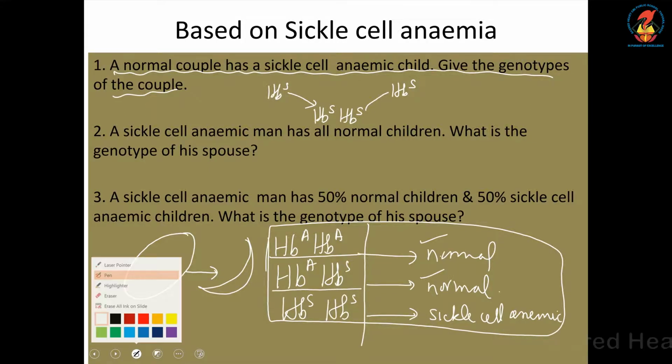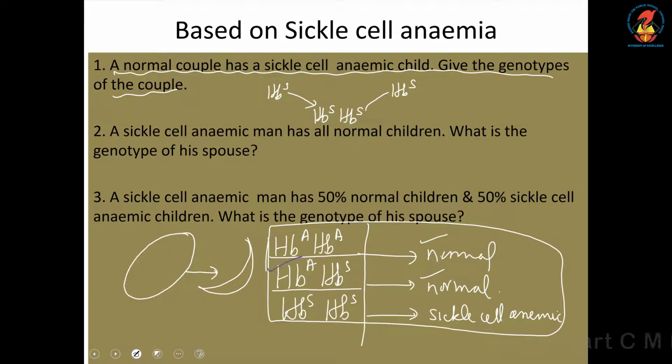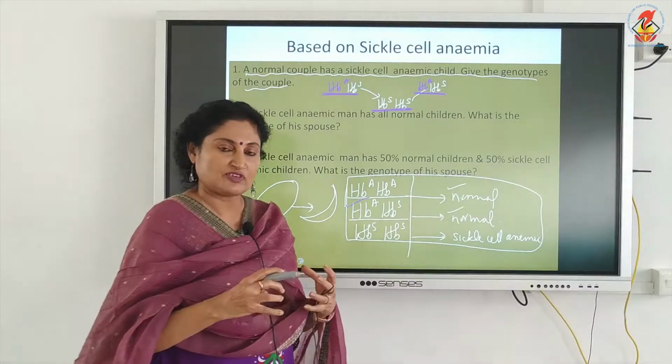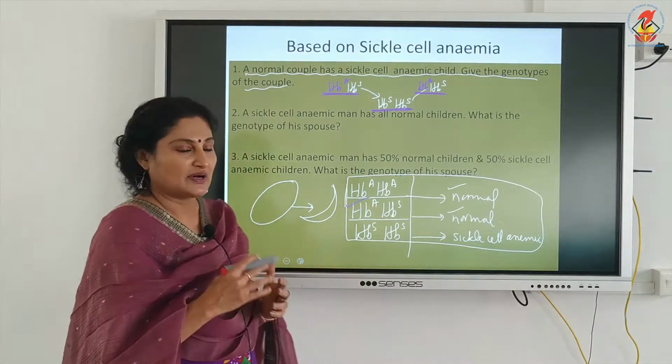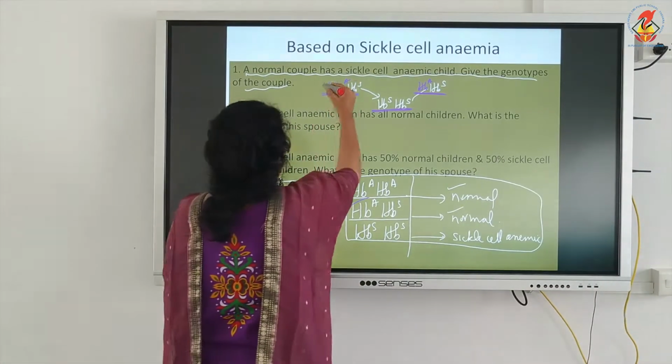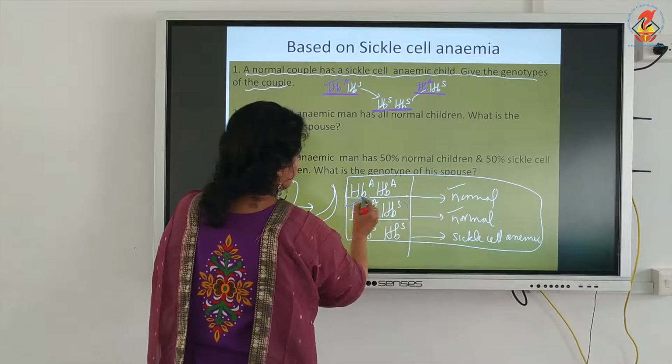So which option will I select? I will select the option HbS. So I am putting HbS, so it is matching to the person. Both parents are normal, but the child born to them is sickle cell anemic. So the contributors to that HbS are both the parents. The child did not get both HbS from one parent, but one HbS from the father and the other HbS from the mother. So definitely we have to make the parents the heterozygous condition.